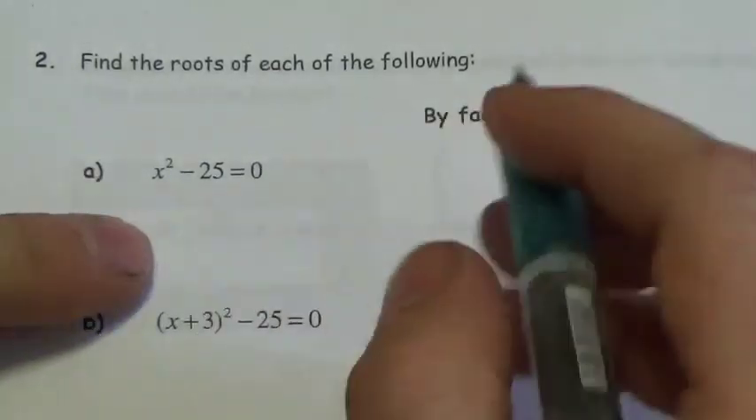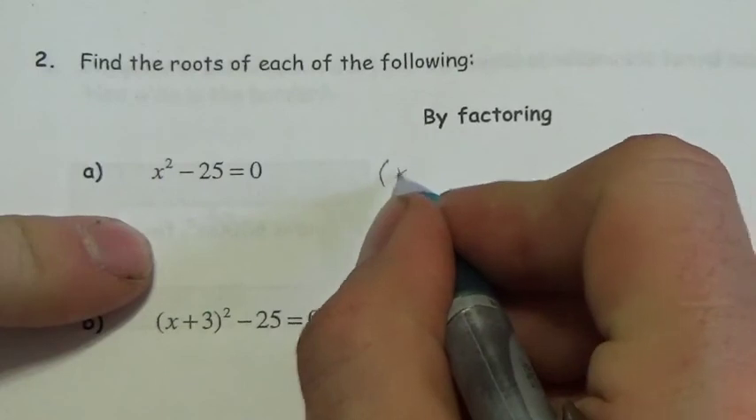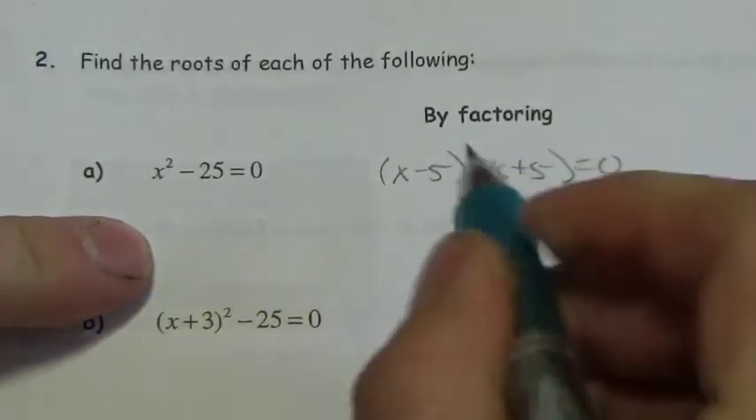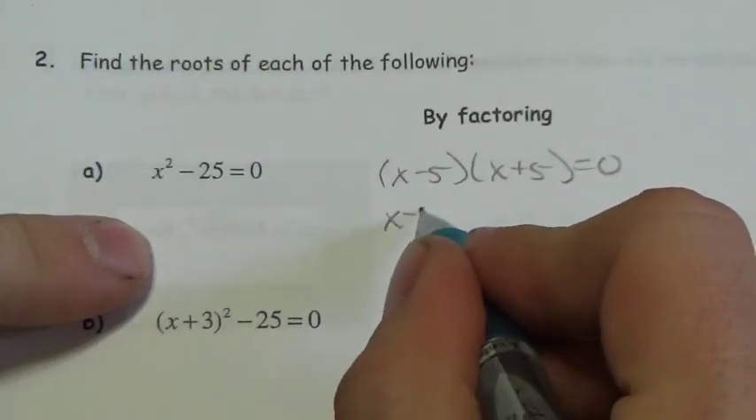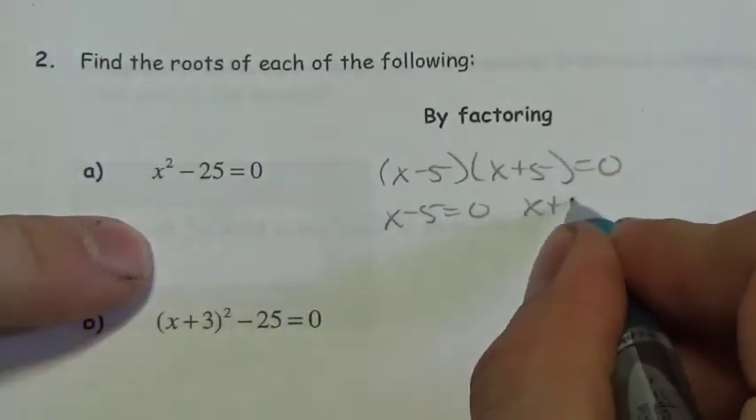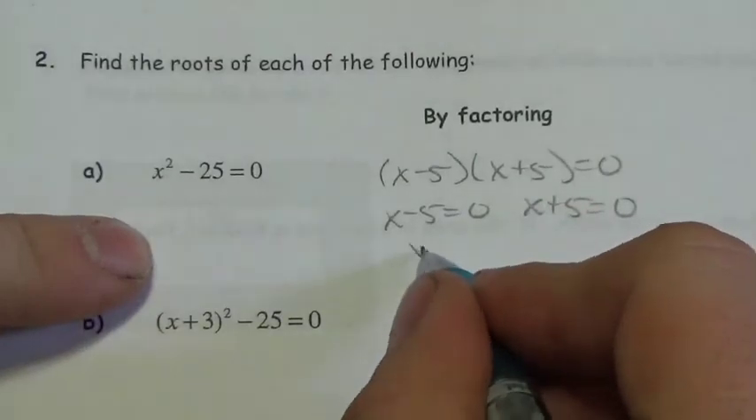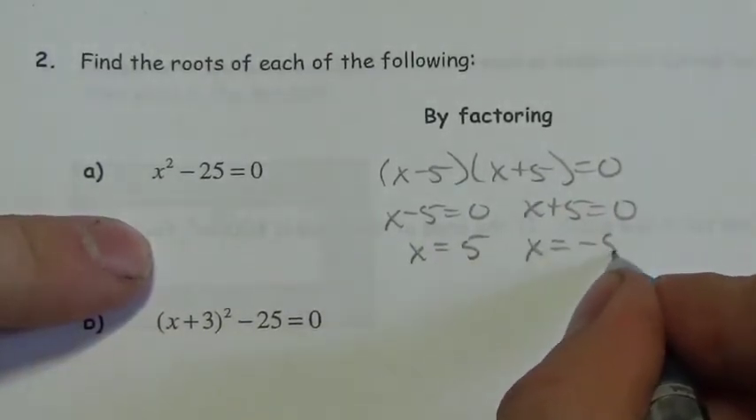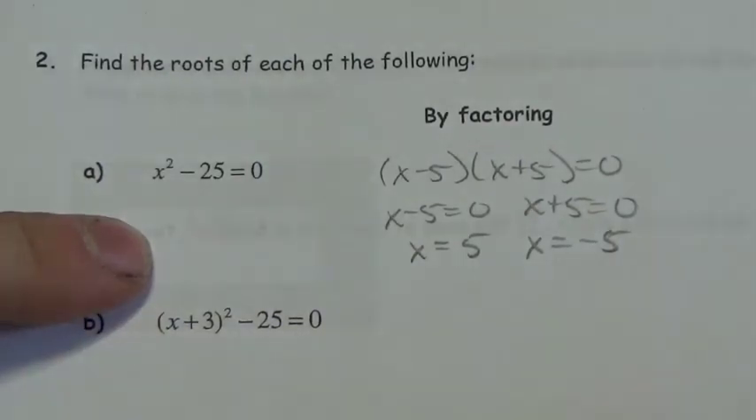Now notice this is a difference of squares. So this factors down into x minus 5, x plus 5 is equal to 0. I take the individual factors and set them equal to 0 because I don't know which one it is. Could be both. And so this means either x is equal to positive 5 or x is equal to negative 5. Both of those would be solutions.